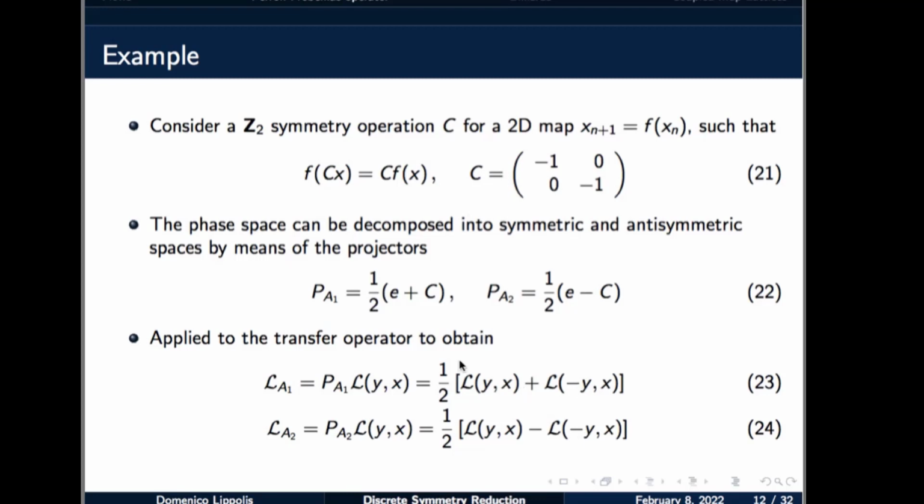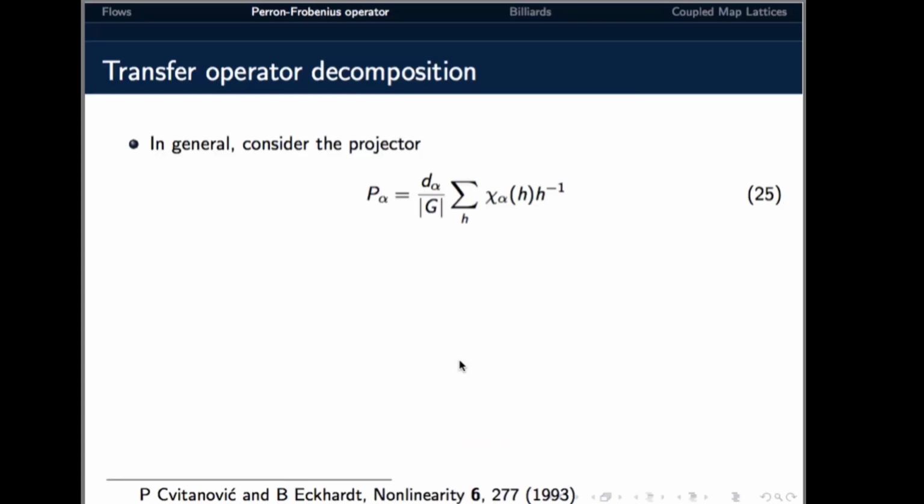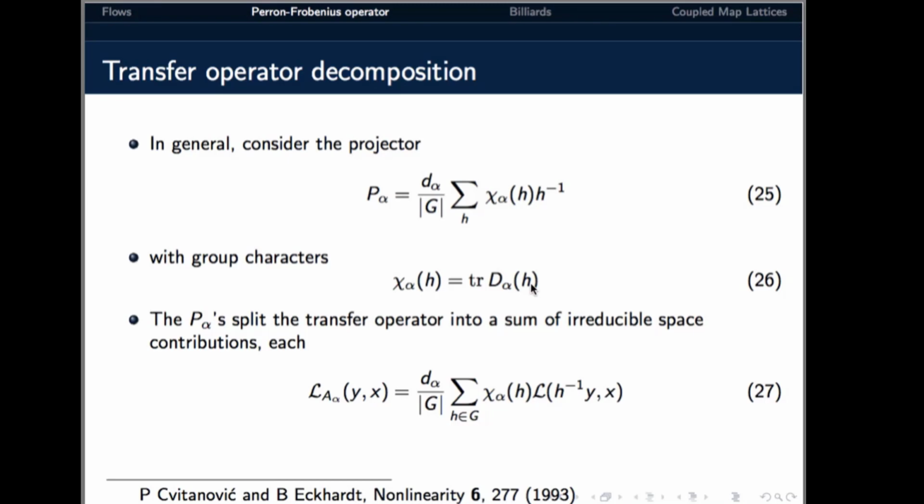Now, this is just an example, but it's a general procedure. In fact, this is the general formula for a projector, which I took from this paper written by Cvitanovic and Eckhardt, but it's also in the book by Tinkham, for example. I think this is a general procedure for every operator or function, not only for the transport operator. What does it mean? The projector is basically a sum of the characters of the irreducible representation times the symmetry operation.